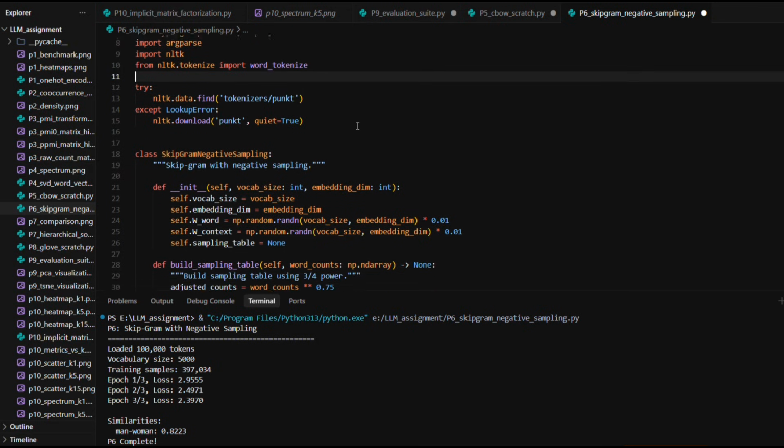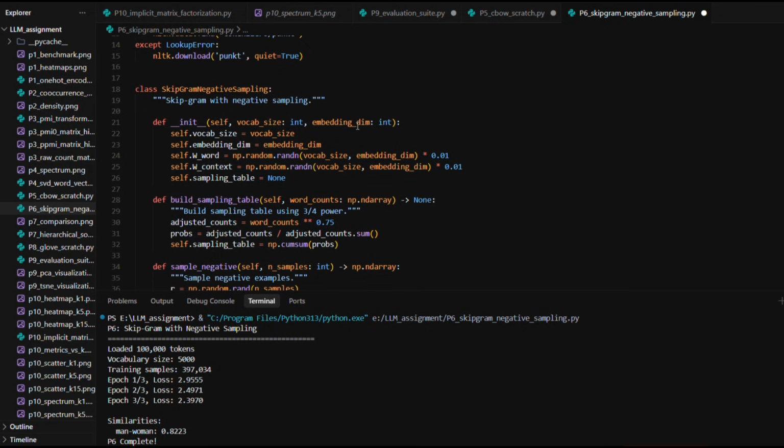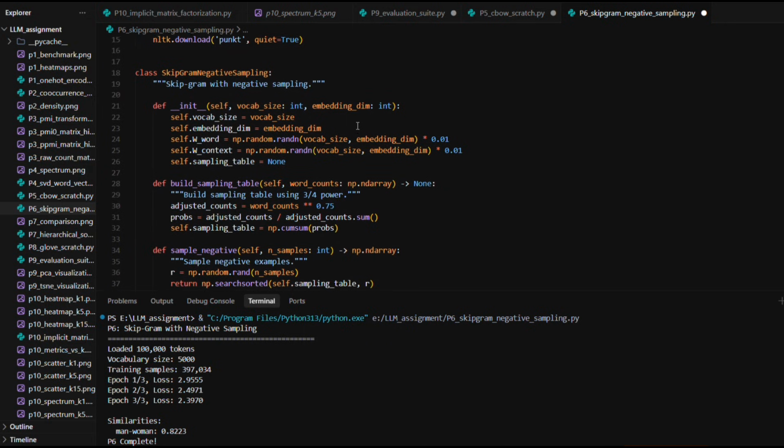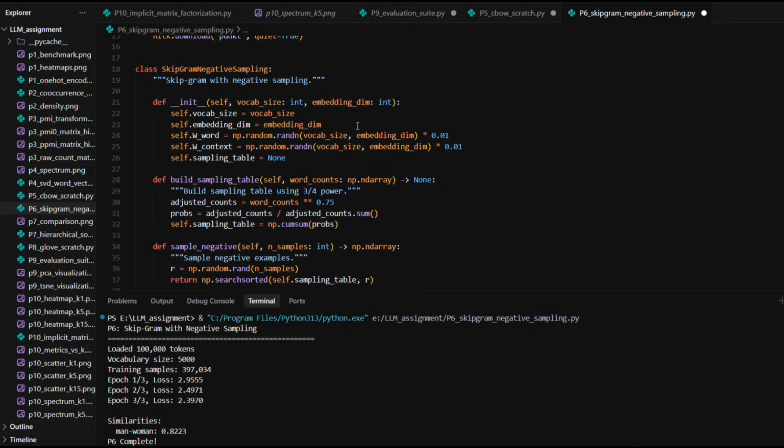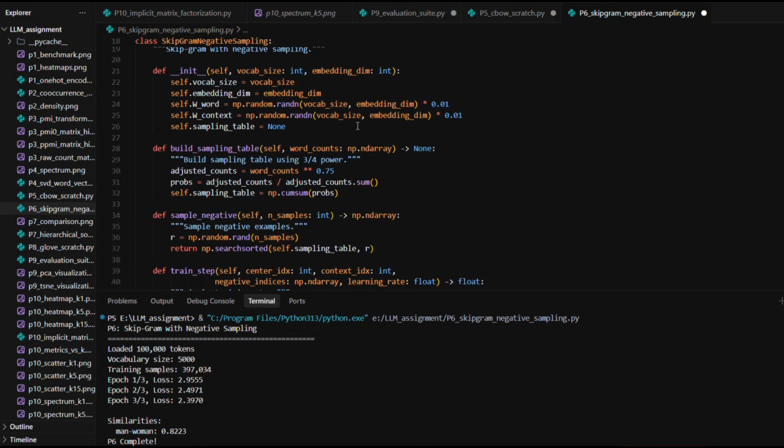And next we have the build sampling table. The negative sampling requires us to select words that are treated as incorrect or negative examples. So instead of sampling words according to the raw frequency, this implementation raises their frequency to the 0.75 power. The adjusted probabilities are then normalized and converted into a cumulative probability table. This is useful because very frequent words should be sampled less aggressively than their raw frequency would suggest. A simple negative function generates random values and uses the sampling table to select negative word indices.